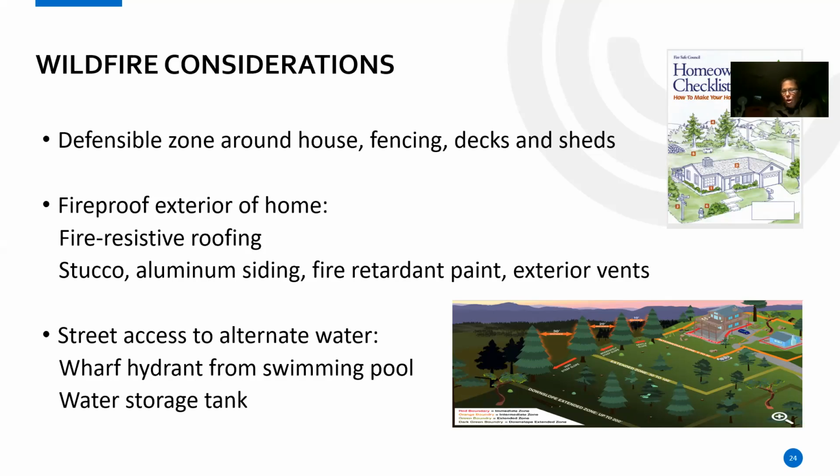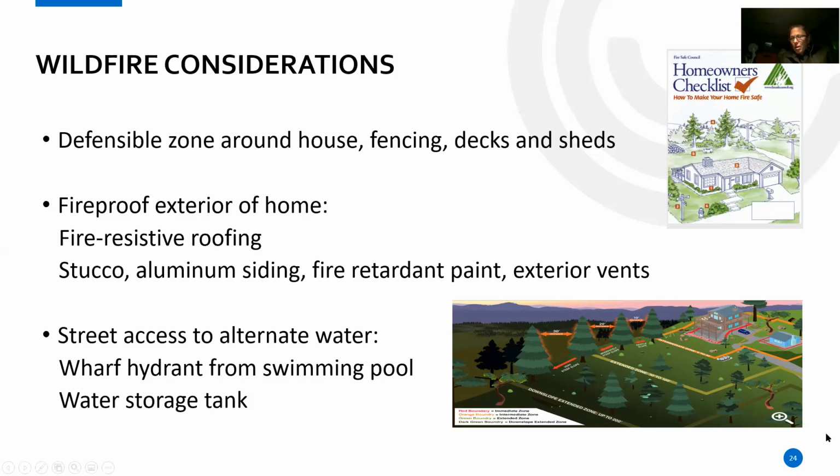And then here are some alternate things if you're interested, or you're putting in a pool or a storage tank: having street access to an alternative water source. They call it a wharf hydrant generally. It's not like your standard hydrant in a residential municipal area. It's a 2.5-inch connection off a pipe that comes from a pretty substantial water source like a pool or a large storage tank. This picture over here shows some of the zones around the home, and this comes from the Fire Safe Council, and we'll show that link later on.